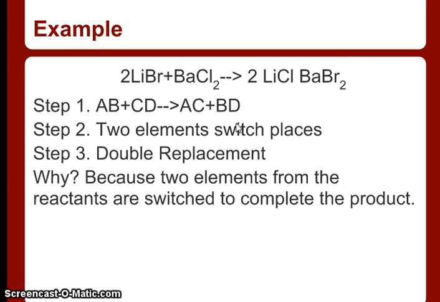Another example problem is 2LiBr plus BaCl2, which comes to be 2LiCl plus BaBr2. Step 1 was realizing that it was a problem like AB plus CD, which comes to be AC plus BD. And then in step 2, I realized that two elements switch places, and thus it's a double replacement, because two elements from the reactants are switched in the products. And that's the end of our project.